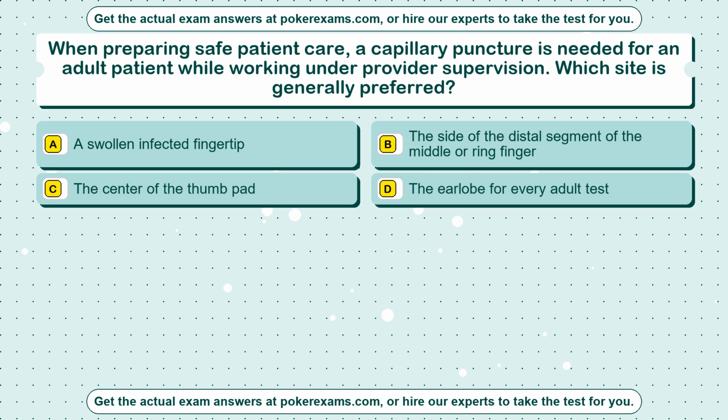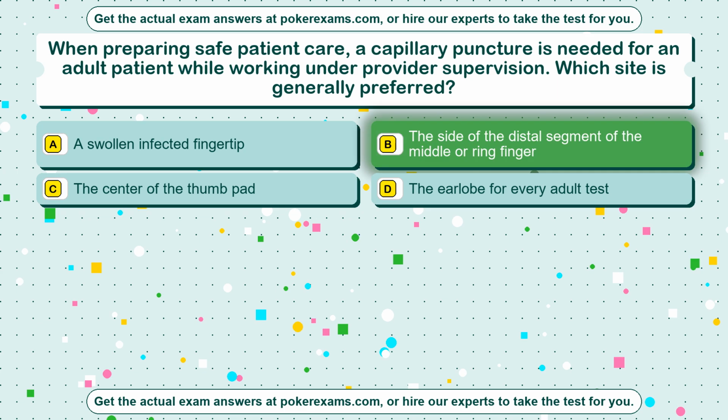Question 29. When preparing safe patient care, a capillary puncture is needed for an adult patient while working under provider supervision. Which site is generally preferred? Option A. A swollen infected fingertip. Option B. The side of the distal segment of the middle or ring finger. Option C. The center of the thumb pad. Option D. The earlobe for every adult test.